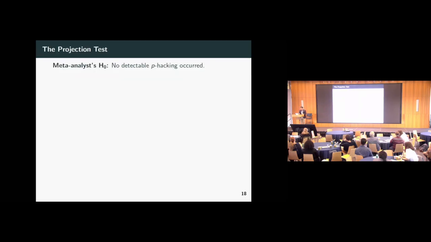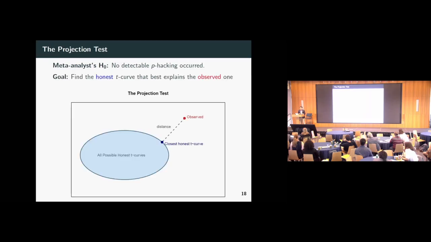Okay, so now the question is: is it possible to come up with a test that will detect p-hacking whenever it is present and detectable? And I'm going to propose such a test to you right now. The meta-analyst's null hypothesis is that no detectable p-hacking occurred. And here's how the test is going to work. I don't have time to delve into things like the singular value decomposition or regularization or any of those other technical topics, but instead I'm going to visualize how this test works with a picture.